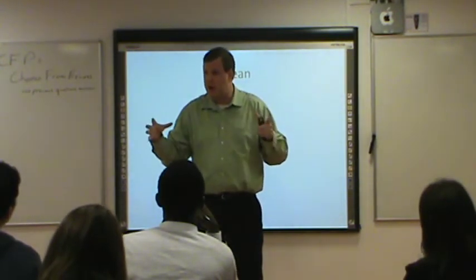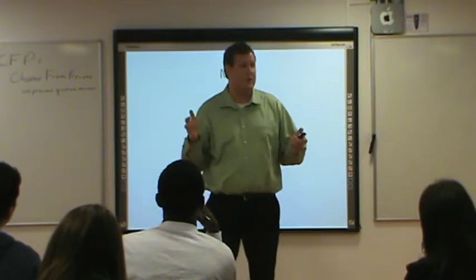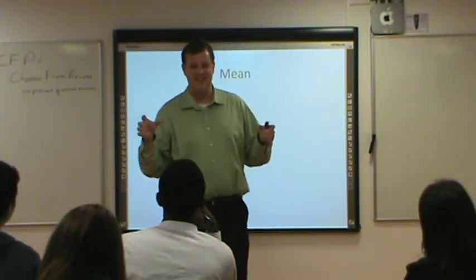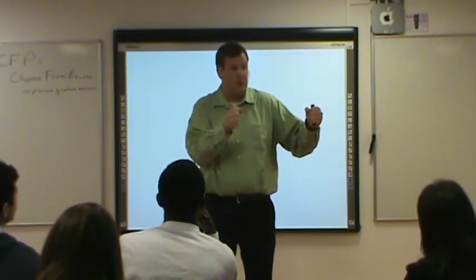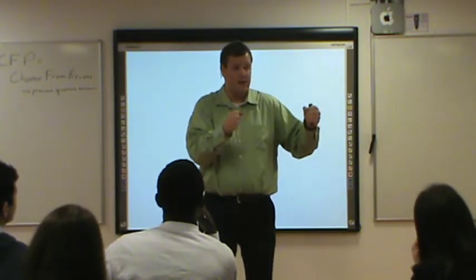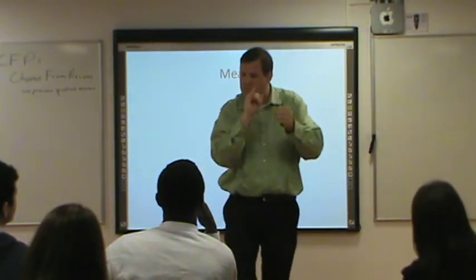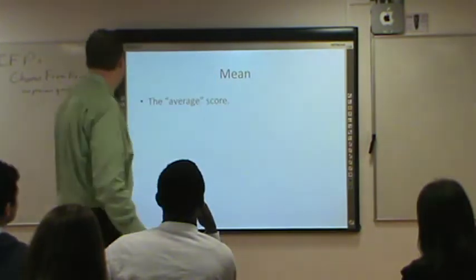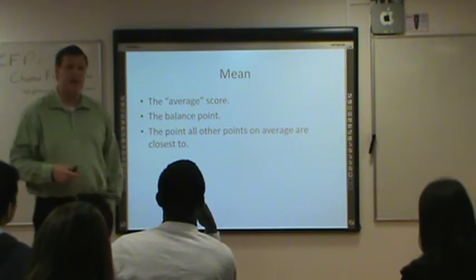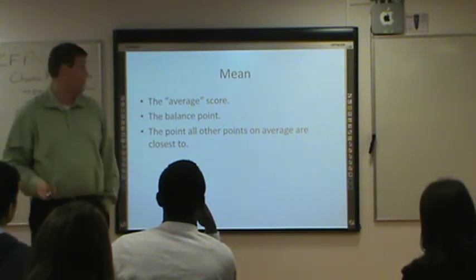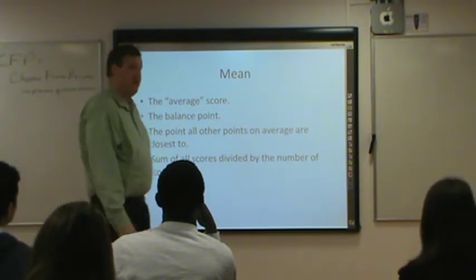If you have a teeter-totter, if I want to play teeter-totter with my daughter who weighs like, I don't know, 12 kilos, and I weigh 100 kilos, she sits on the end of the teeter-totter, and where do I sit? I sit close to the middle of the teeter-totter, right? That way we create this balance where the mean, that balance point, are one and the same. So it's the average score, the balance point. It's the point all other points on average are closest to. The mathematical formula: the sum of all the scores divided by the number of scores.